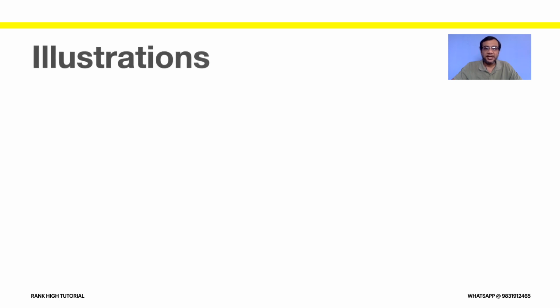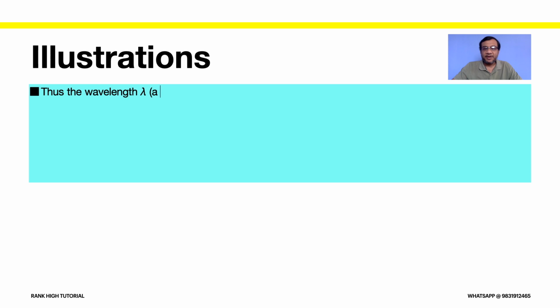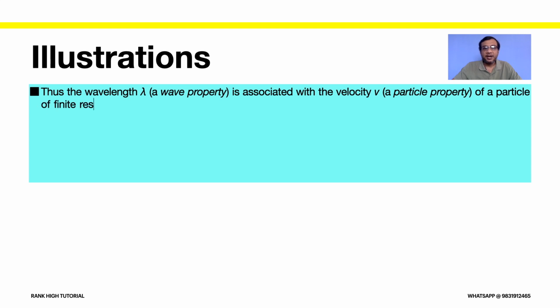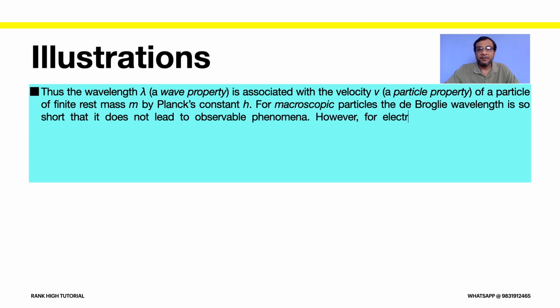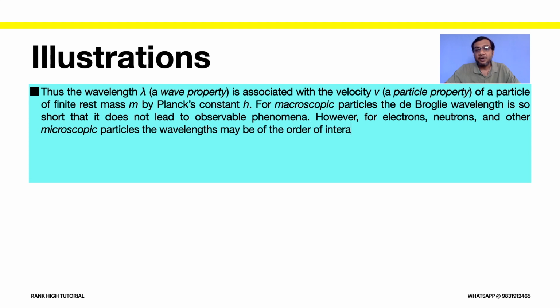Now we will explain the de Broglie wavelength with some illustrations. The wavelength lambda, which is a wave property, is associated with the velocity, which is a particle property, of a particle of finite rest mass m by Planck's constant h. For macroscopic particles, the de Broglie wavelength is so short that it does not lead to observable phenomena. However, for electrons, neutrons and other microscopic particles, the wavelengths may be of the order of interatomic distances in solids.